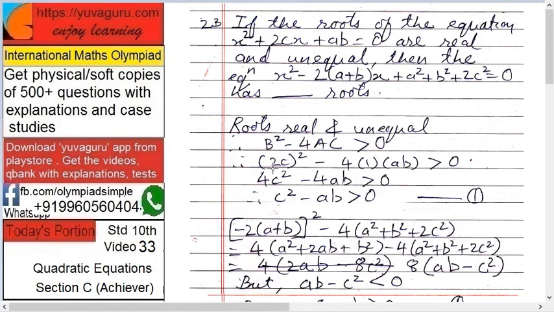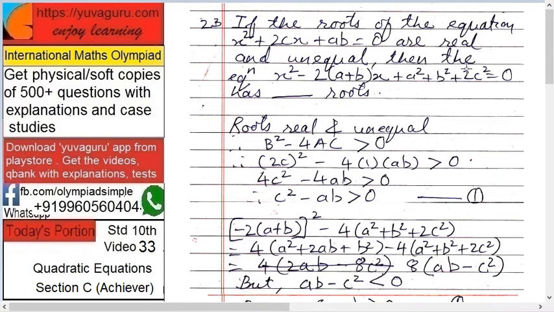If they are equal, then it equals 0. Therefore let's see this. Now what is b over here? 2c. (2c) square minus 4 into a is 1 and c is ab. So (2c) the whole square minus 4ab is greater than 0. Therefore 4c square minus 4ab greater than 0. Therefore c square minus ab greater than 0. Okay, this much is clear.